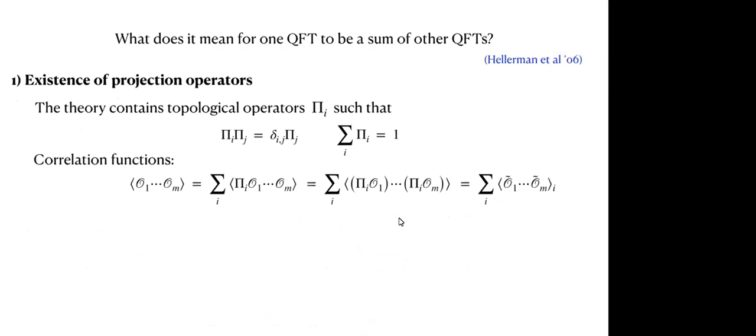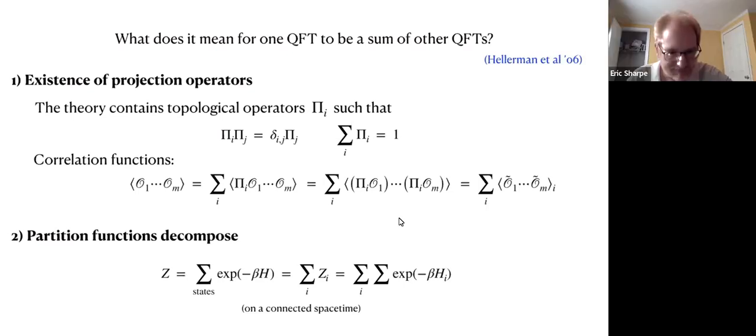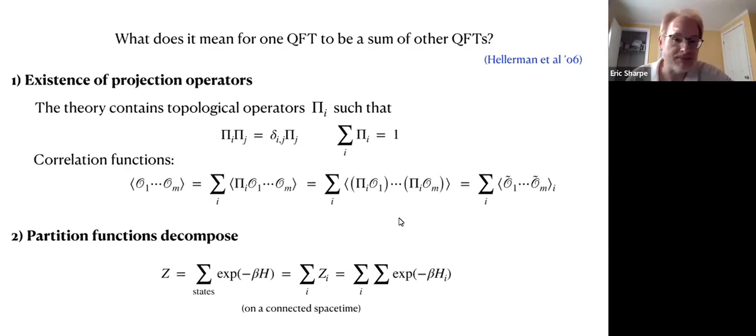Could you go back to the slide? Yeah. So when you are saying that the pi's, the projection operators, become multiple projection operators, you're essentially using the expression pi_i pi_j equals delta_ij pi_j, right? Yep. So, but then you would have to assume that the projection operators commute through the operators. Yes. So we'll see this in examples.